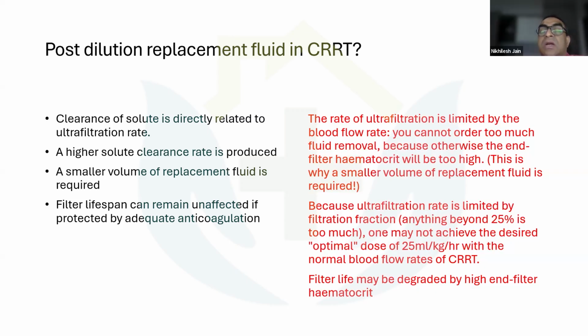Now, ultrafiltration rate is limited by filtration fraction. Anything beyond 25% is too much. We discussed that. And one may not achieve the desired optimal dose of 25 mL per kg per hour with the normal blood flow rates of CRRT. That's what I discussed when I talked about PIRRT being the therapy and vision of the future. If it holds up to that promise, then filter life can actually be degraded by a high end-filter hematocrit. So all in red are disadvantages, all in black are advantages.